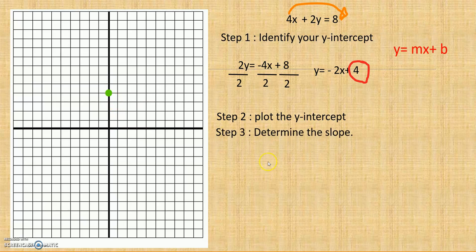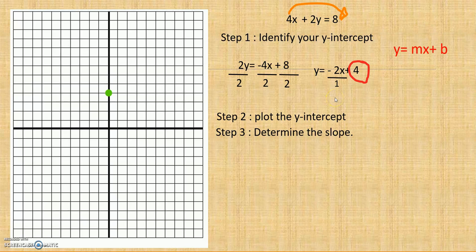Step 3, determine the slope. Here, our slope is negative 2, but we need a fraction because slope is rise over run. Since our slope is negative 2, it is understood that the denominator is 1. So we have negative 2 over 1, or it can be written as positive 2 over negative 1, because it will give you the same answer of negative 2.